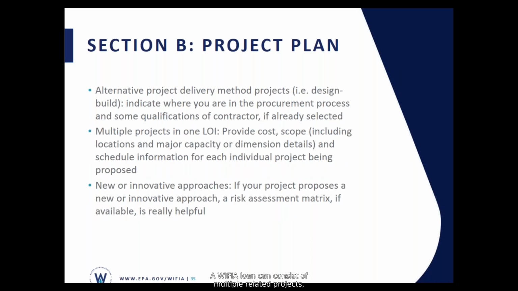A WIFIA loan can consist of multiple related projects, but we'd like you to provide cost, scope, and schedule information for each project. Try to refrain from providing typical or to-be-determined project details. It's better to have actual information for our review. Keep in mind that in general, all the projects should achieve substantial completion about 5 years after loan closing, and all the projects should serve a common purpose. If you have a program of projects or a group of projects that you'd like to apply under one LOI, feel free to reach out to us if you need further clarification.